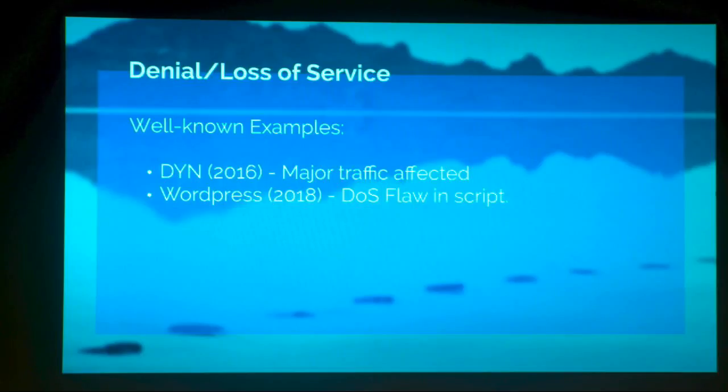So going into the second case study, we look at denial or loss of service. We've talked about it a bit throughout the weekend. There's probably too many to name. I just picked a couple well-known examples that you might be familiar with: Dyn in 2016, in which major web traffic was affected, and WordPress, with a current DoS flaw in the script for WordPress sites.